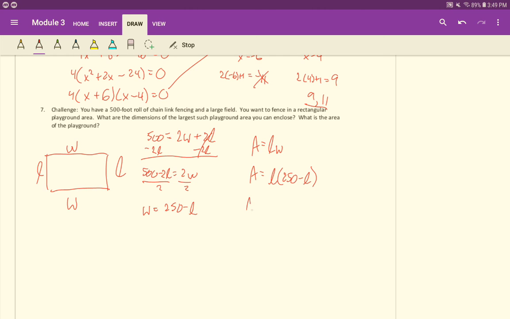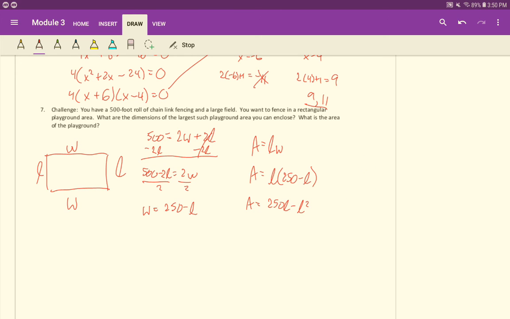Now, we can distribute here. Oops, I forgot the L. The problem is, we don't know what the area is supposed to be. We just want to maximize the area. Okay. Well, the graph of this thing is going to be a parabola. You know, it looks something like this.